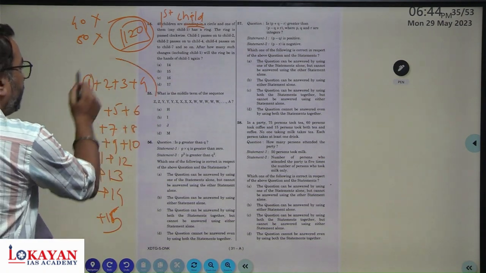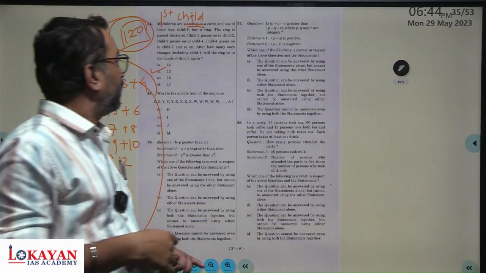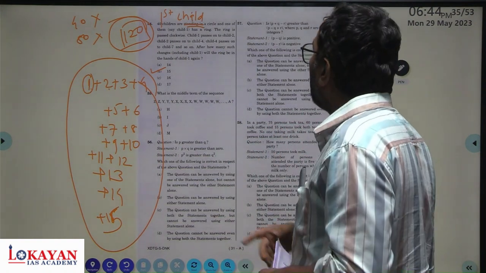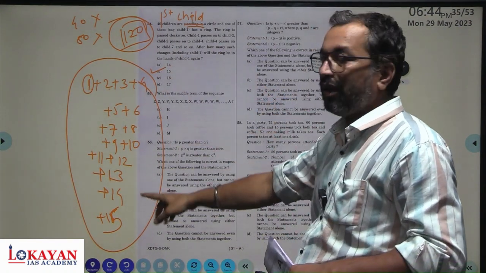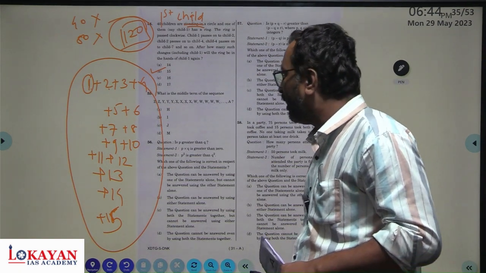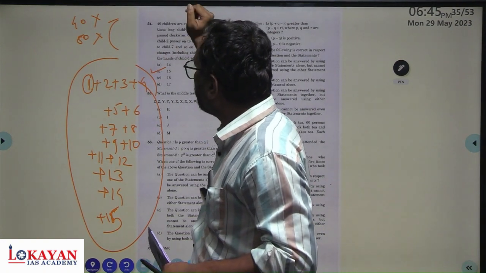So, after how many rounds? After 15 rounds. After how many such changes? After 15 changes, the ring will be in the hands of child 1 again. So option number B is correct.